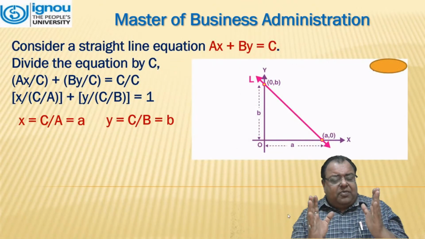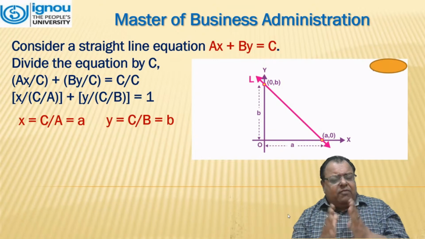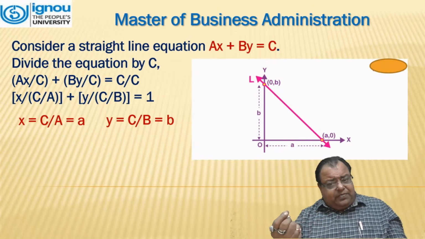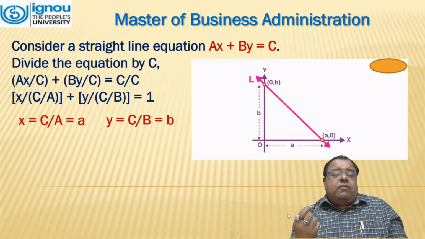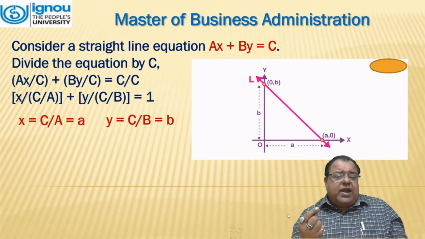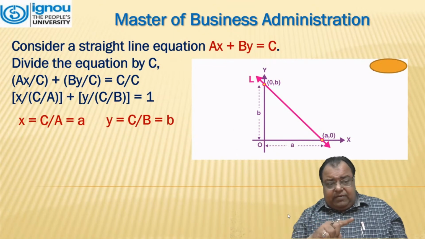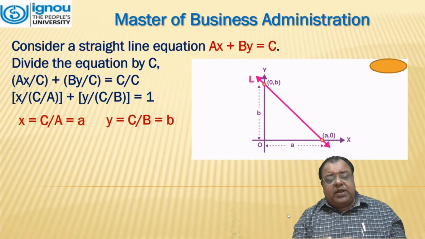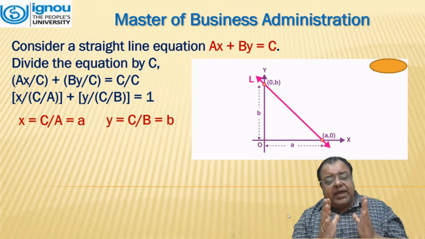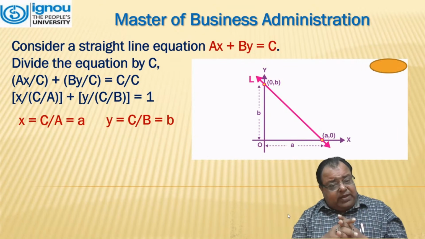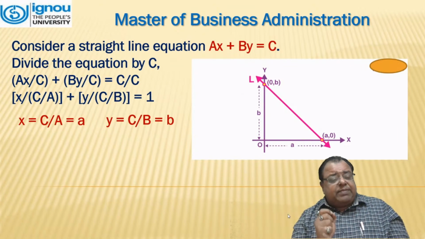To draw this, the first step is that the equations are in the form ax plus by equal to c. What you are supposed to do is divide both sides of the equation by c. So you will get ax by c plus by by c equal to 1. Just move that a from numerator to denominator. That will be x upon c by a plus y upon c by b equal to 1, where c by a is equal to a and c by b is equal to b. This is basically the intercept form of the equation.